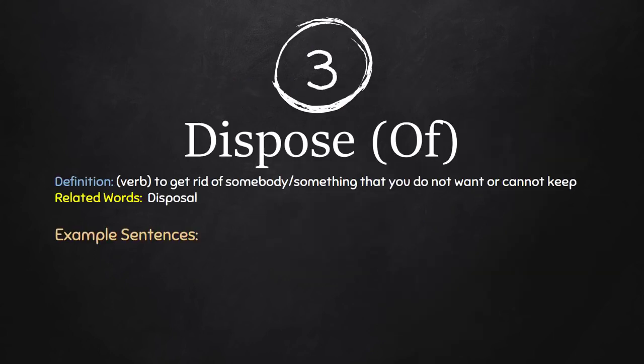The next word we have is dispose, or dispose of, more specifically. Now, dispose has many different meanings, but we're going to choose one of the meanings, and this meaning of dispose usually collocates or comes together with of. The definition of dispose of is to get rid of somebody or something that you do not want or cannot keep, and related words include disposal.